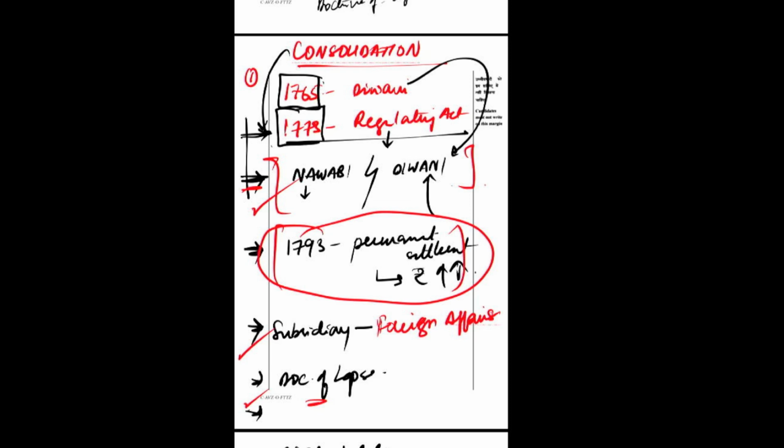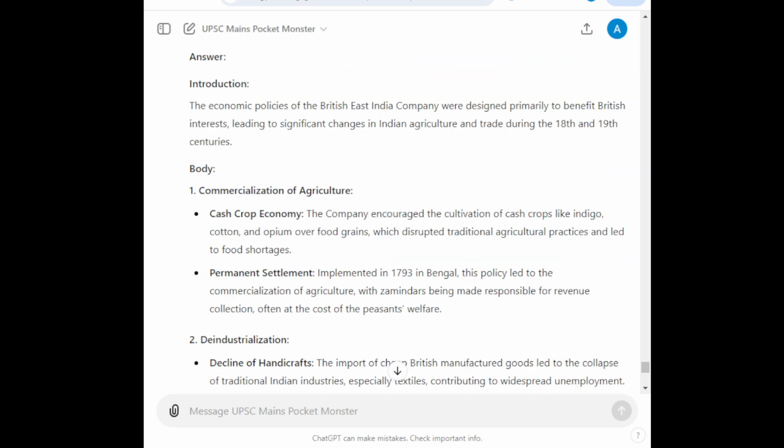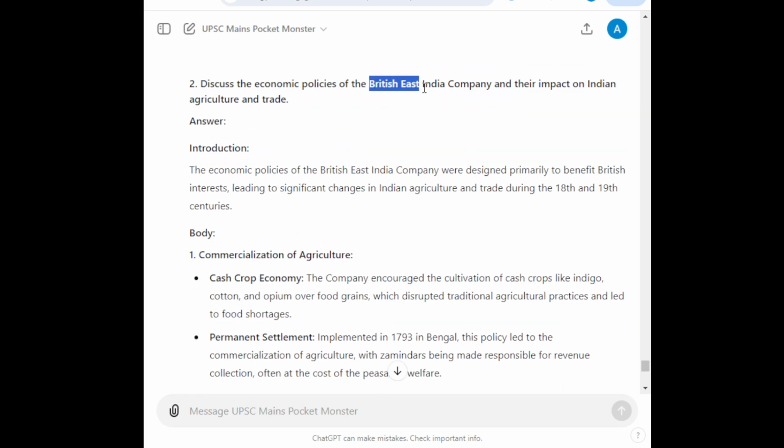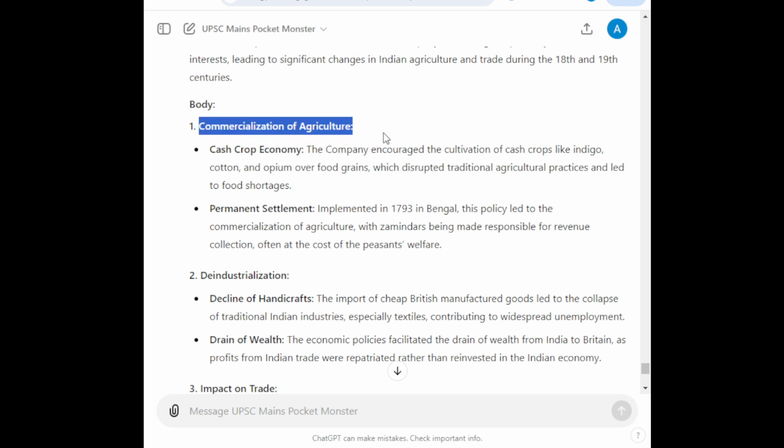So now the next question is: discuss the economic policies of the British East India Company and their impact on Indian agriculture and trade. This is asking about two sectors. Introduction: The economic policies of the British East India Company were designed primarily to benefit British interests, leading to significant changes in Indian agriculture and trade during the 18th and 19th centuries. Body: commercialization of agriculture. What's happening in agriculture? Commercialization of it, deindustrialization, and then commercialization of agriculture.